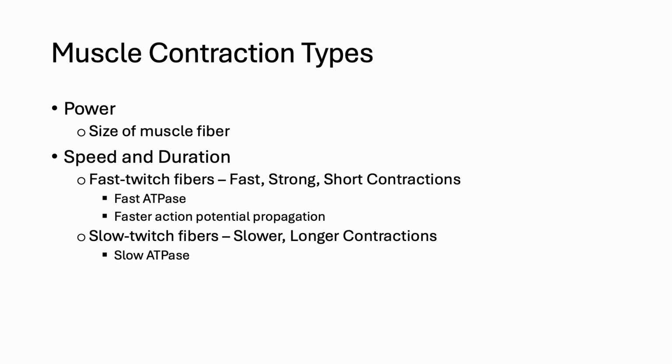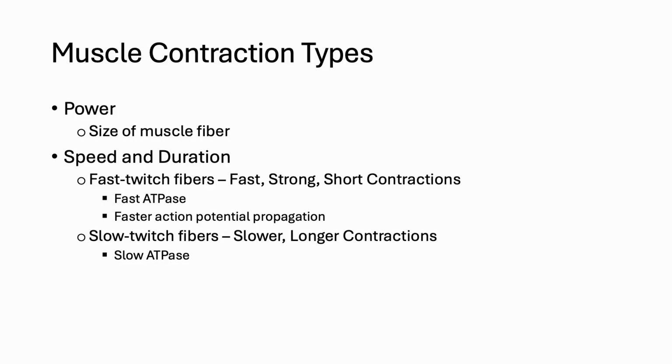The fast twitch are, as the name sounds, going to be faster. They're also going to be stronger, but they're going to be shorter in length. The slow twitch are going to be slower, however, they're going to be a longer lasting contraction. What makes these fast or slow has to do with the type of ATPase enzyme or protein in that muscle fiber. An ATPase, ase meaning enzyme, is the enzyme that's going to hydrolyze the ATP molecule into ADP and inorganic phosphate.